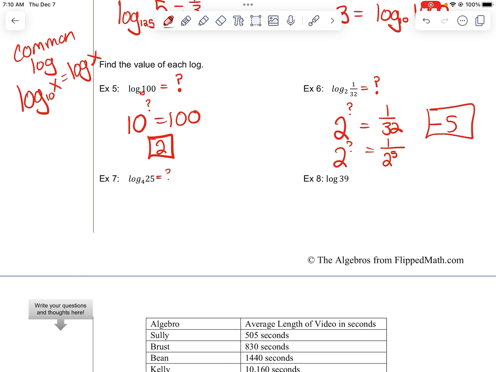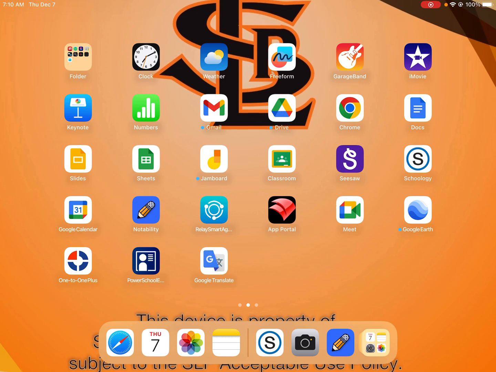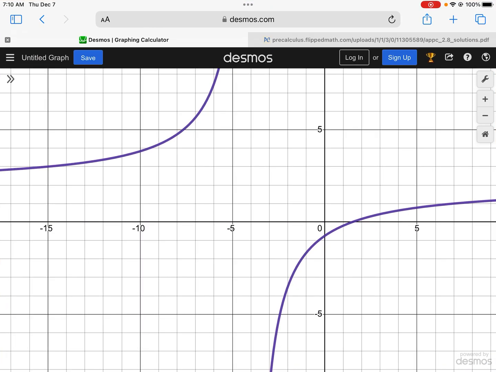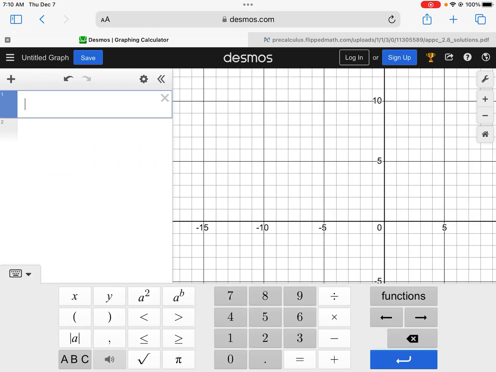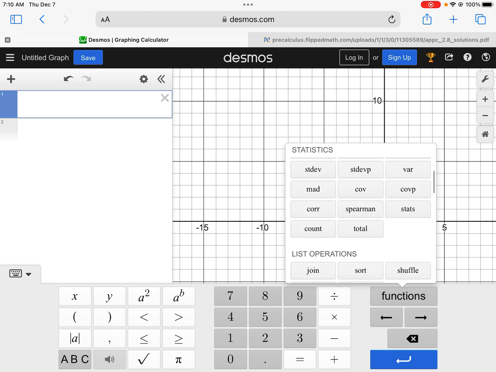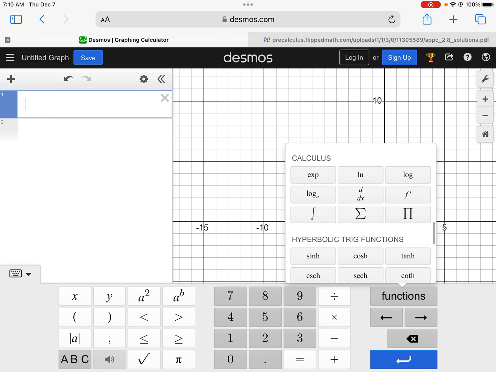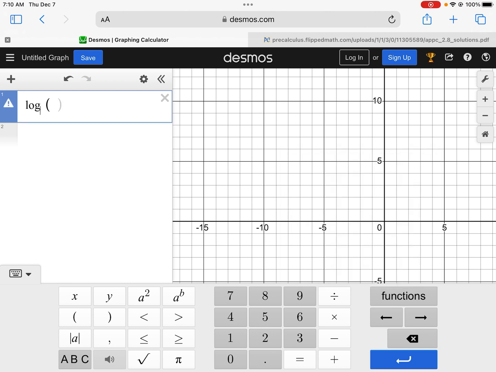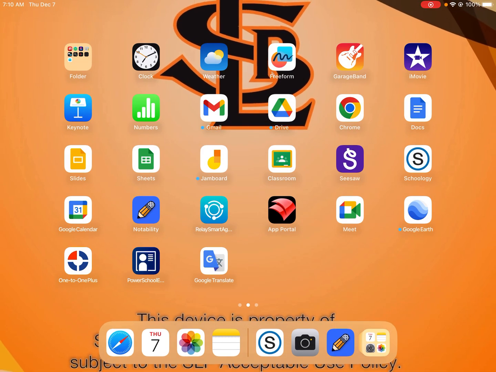Now this one, let's see. 4 to the x equals 25. Well, there isn't any power here, so this would be one to type in on your calculator. On your calculator, you'll see the log key, and in blue right above it the 10 to the x. Since I don't have a calculator, I'll just do it on Desmos. On Desmos functions, I can go down, and it is log right here. So log base 4 of 25 is 2.32.